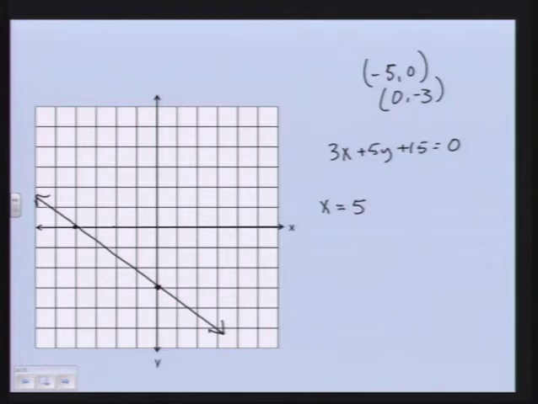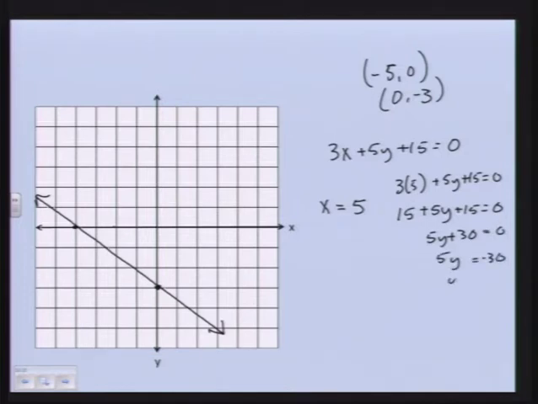If x is 5, we would get 3 times 5 plus 5y plus 15 equals 0. So 15 plus 5y plus 15 equals 0. 5y plus 30 equals 0. So 5y equals -30, y equals -6.